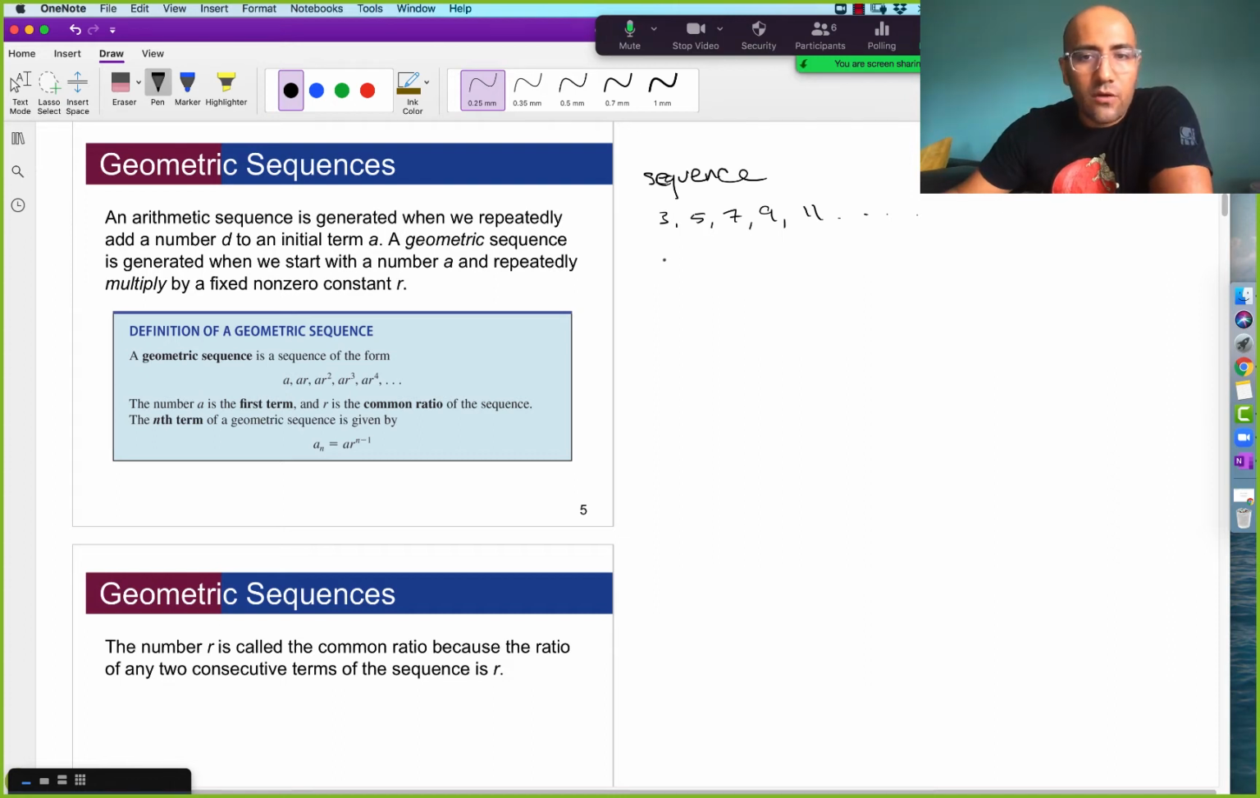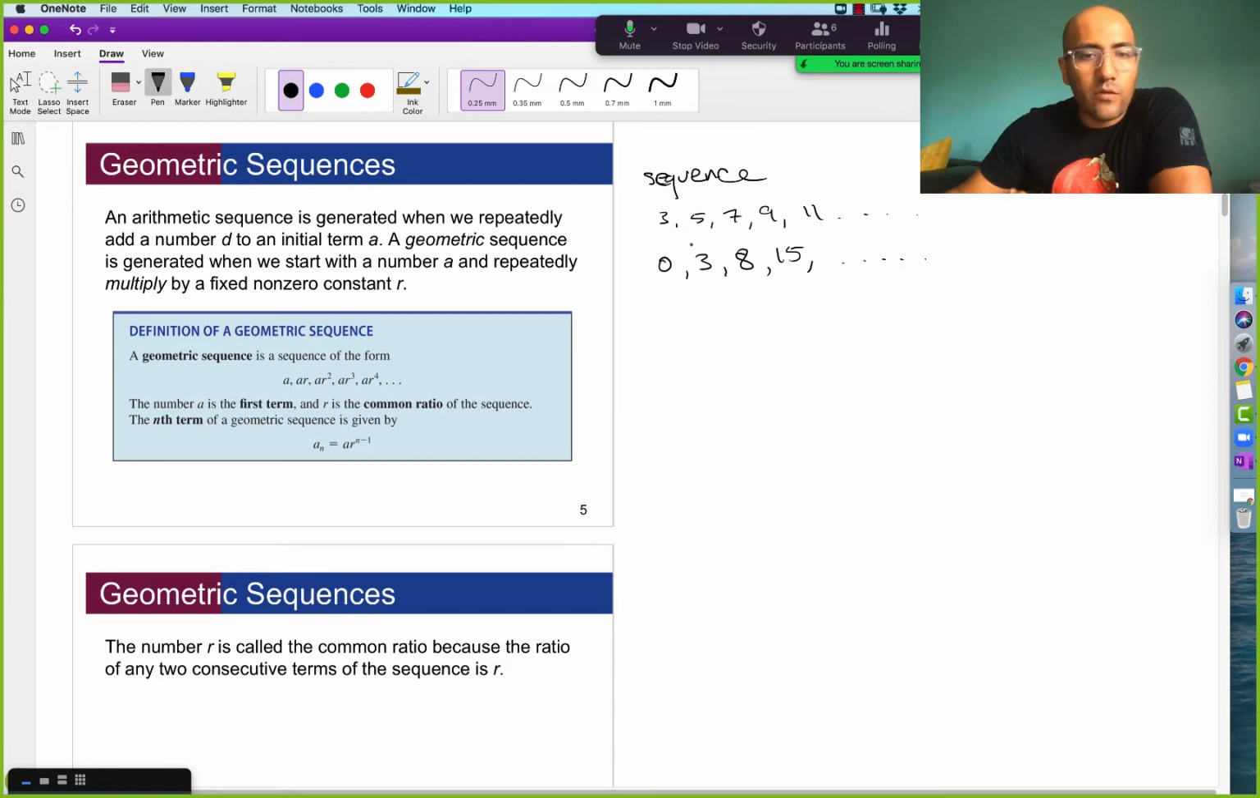So maybe I start with squaring 1, subtracting 1, we get 0. Squaring 2 and subtracting 1, we get 3. Squaring 3 and subtracting 1, we get 8. Squaring 4 and subtracting 1, we get 15. So here's another potential sequence. It could be a sequence of decimals.